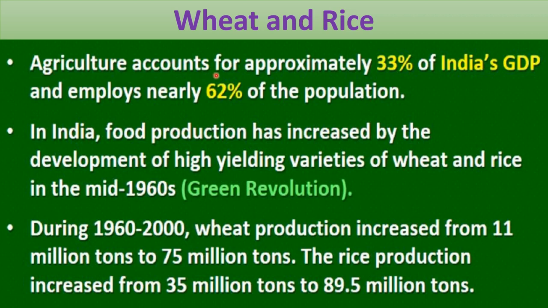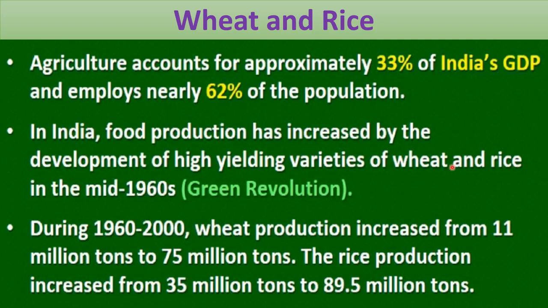Agriculture accounts for approximately 33% of India's GDP, right, and employs nearly 62% of the population. So 62% of the population get their occupation due to agriculture, you can say. In India, food production has increased by the development of high yielding varieties of wheat and rice in the mid-1960s. Because in the 1960s new varieties of wheat and rice were produced due to plant breeding.